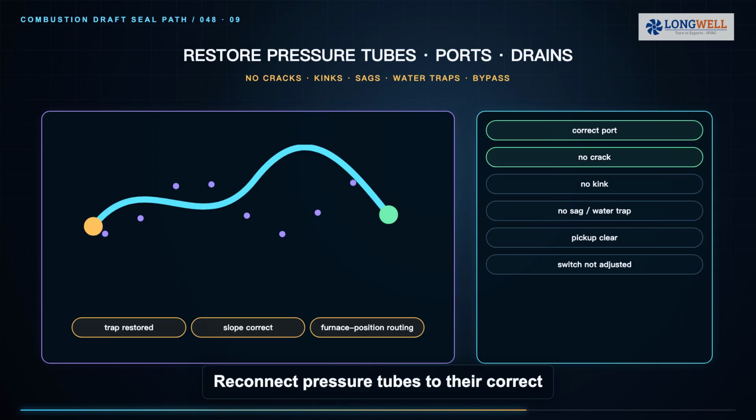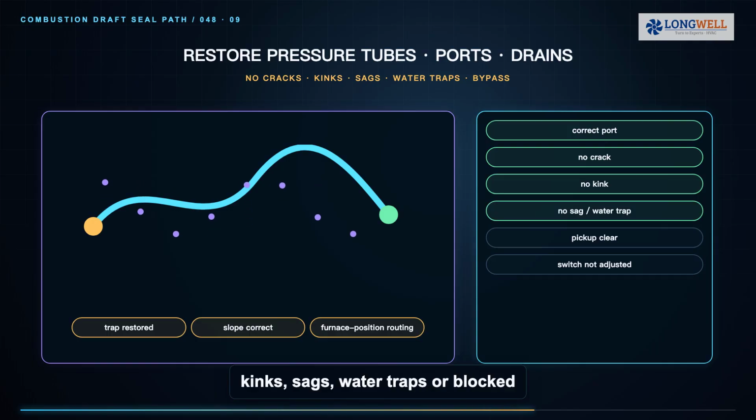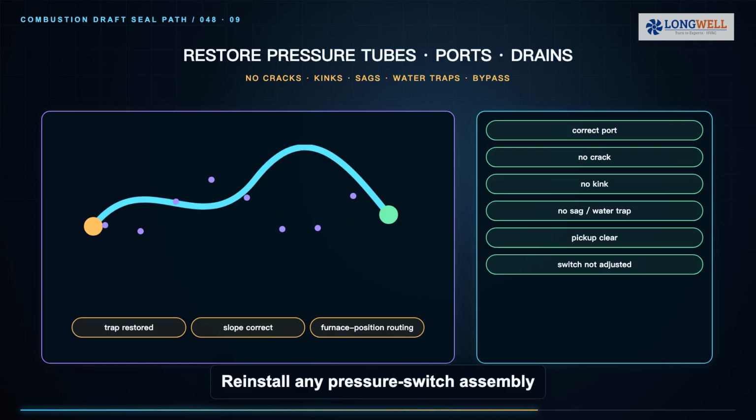Reconnect pressure tubes to their correct ports, with no cracks, kinks, sags, water traps or blocked pickups. Reinstall any pressure switch assembly and thermal limit in the documented position, then restore the harness and protective ground. Never adjust or substitute a pressure switch simply to match an inducer. The switch, tubing, ports, vent system and inducer form one proving circuit.